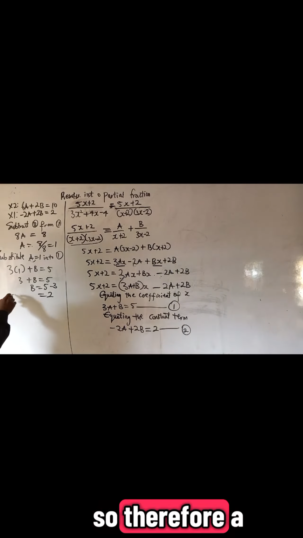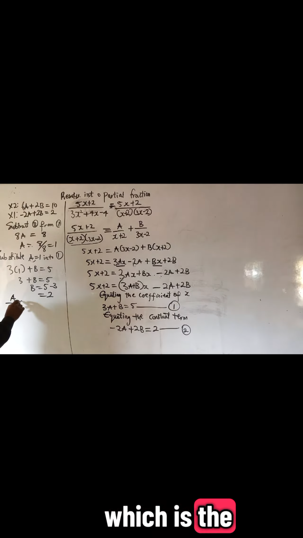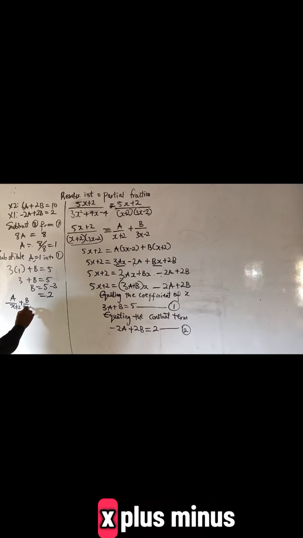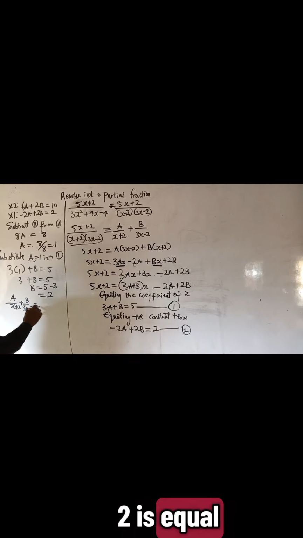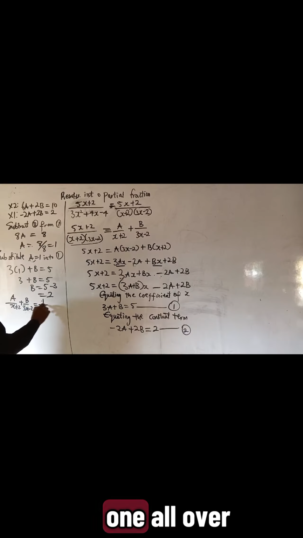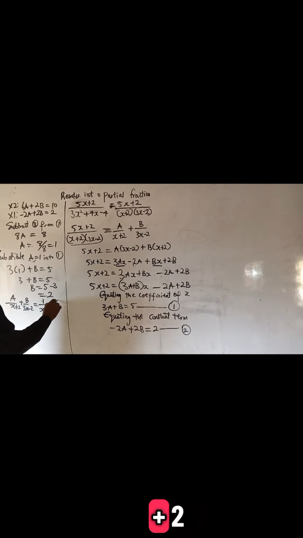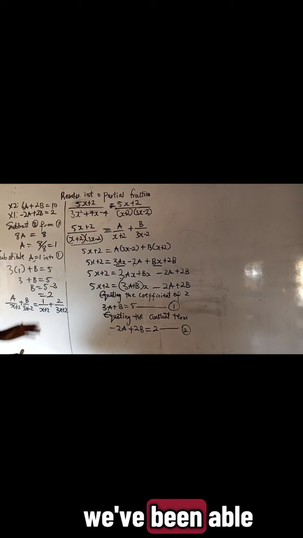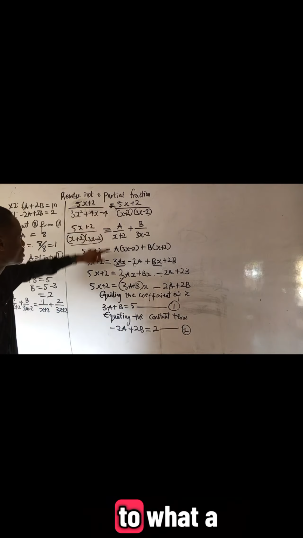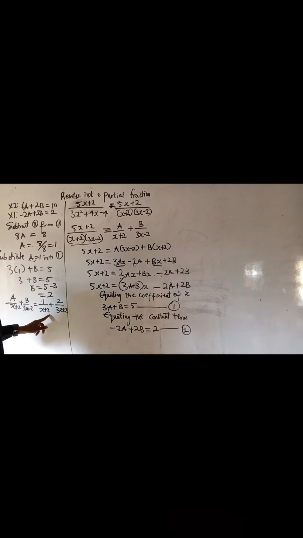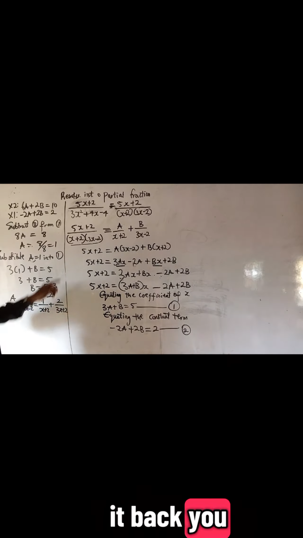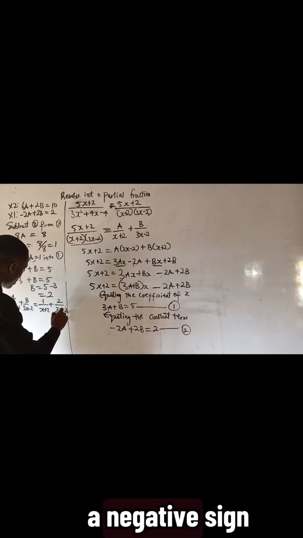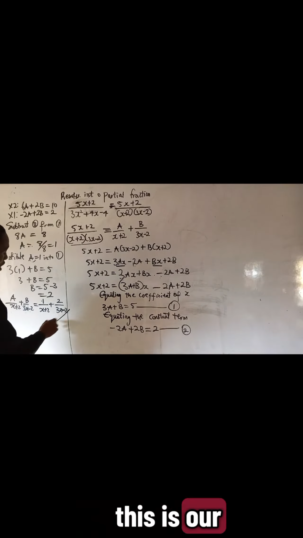So therefore A all over x plus 2, which is the partial fraction, plus B all over 3x plus 2, is equal to 1 all over x plus 2 plus 2 all over 3x plus 2. So definitely we've been able to separate a whole fraction into partial fractions. If you return this and simplify it back, you return back to this. So definitely, please note this is a negative sign. This is our partial fraction.